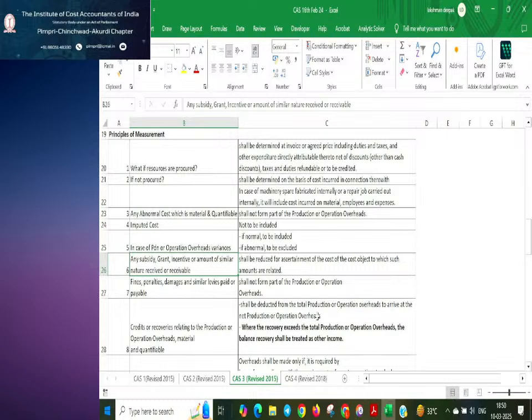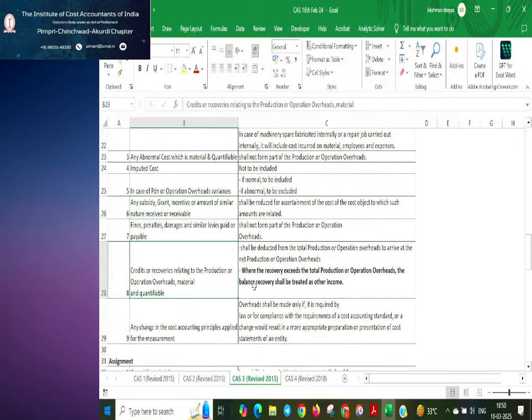Credits or recoveries relating to it: how do we handle that? It shall be deducted because it's a credit or a recovery, where the necessary recovery exceeds the total production or operation overheads.